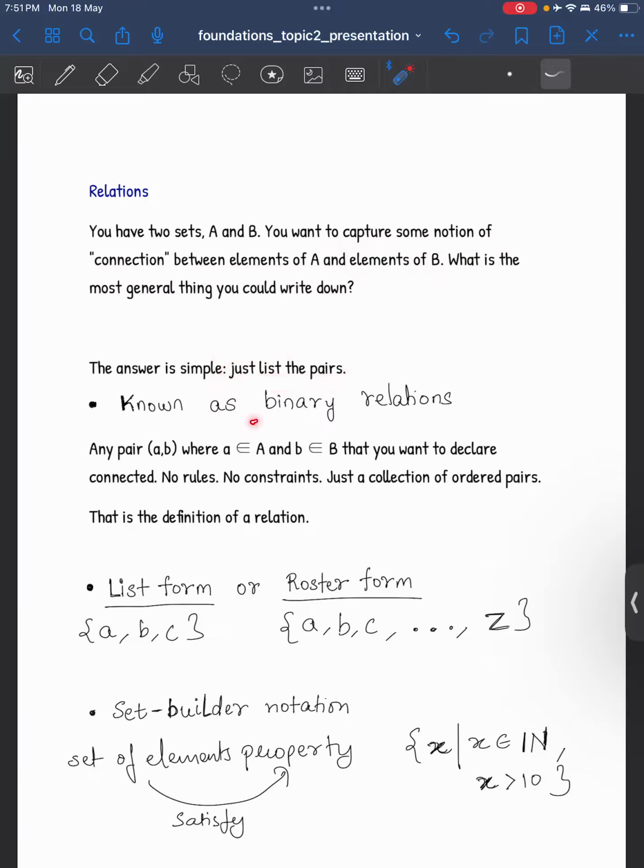These are known as binary relations. We only cover binary relations in our discussion. We say A is related to B, and we denote this as the ordered pair (A, B). We will now see the formal definition of a relation.